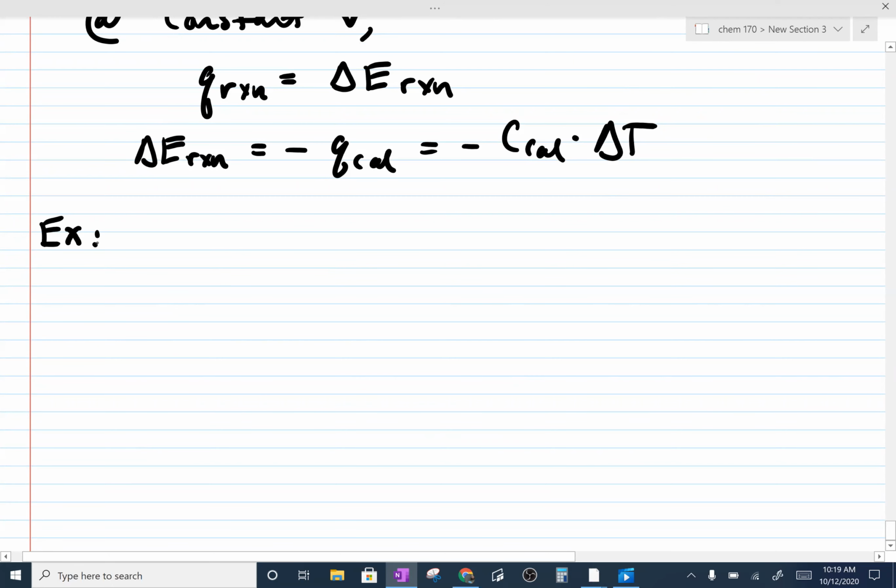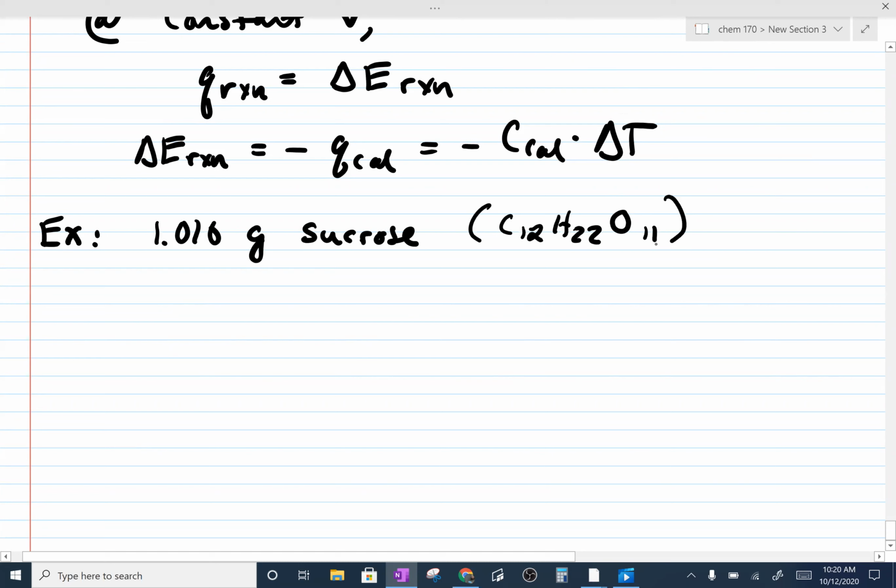Inside the bomb calorimeter, I place 1.010 grams of sucrose. Sucrose is just a complex sugar. Actually, it's a fairly simple sugar, with a formula of C12H22O11. That's the formula for sucrose. And we're going to combust this in a bomb calorimeter.